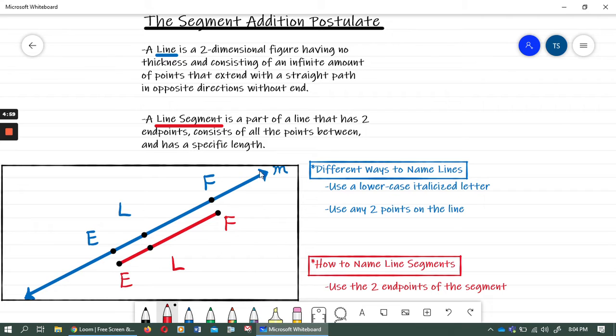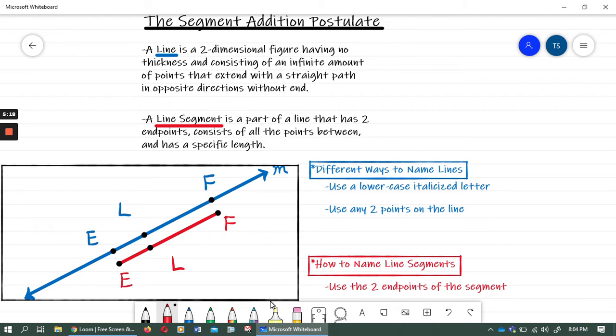A line does not have any specific length, while a line segment has a specific length. The reason a line doesn't have any length is because the line never ends. But a line segment does end. A line segment has two endpoints.